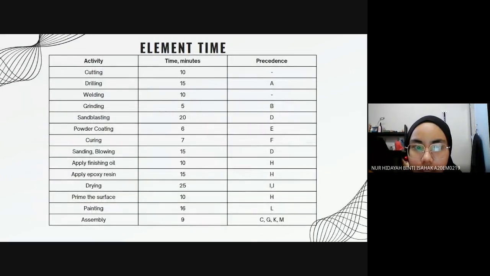Next. Okay, this is the element time for the products, where we measure the duration of cutting, shaping, assembly, and upholstery. Similarly, the precedence relationship defines the sequence of tasks by establishing which tasks must be completed before others can begin. We ensure a logical and efficient flow of work. For example, in the production, we have to wait for the cutting to finish first, and then we can start the drilling process.